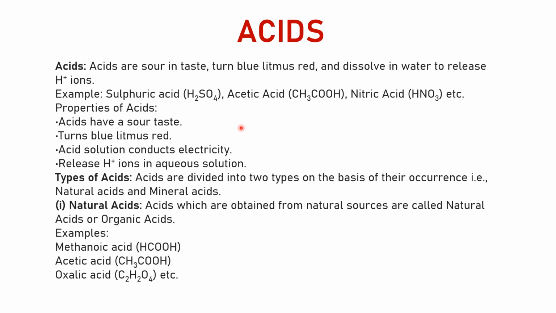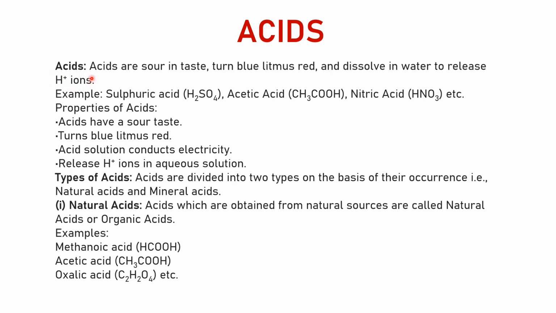And what about the litmus paper? Just now we have done the indicator. If you put blue litmus paper, it will turn red. Acid dissolves in water to release hydrogen ions. The acidic property, that means sour in taste, and it is corrosive in nature, right? The acidic property is only because of hydrogen ions in acids.